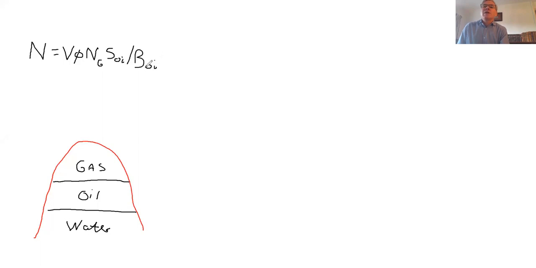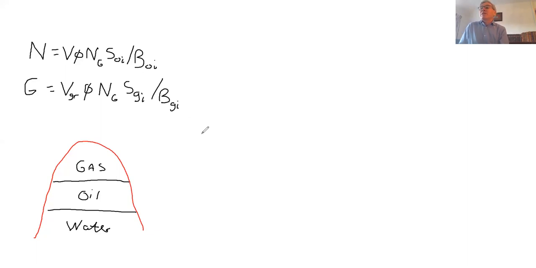So we have Bo. We've also got gas present. So what's the initial gas that's in place? Well, we're going to assume that the gas cap has a ratio of reservoir volume to the oil column. What do I mean by this? This is the gross rock volume for the gas, times the porosity, times the net to gross, times SGI, and that's divided by BGI.